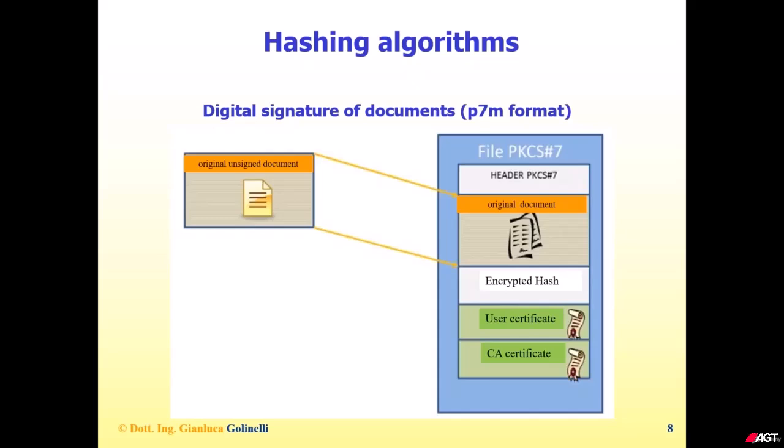The slide instead reports the working principle of the digital signature of documents. The hash is calculated on the original document and encrypted with asymmetric encryption with the signer's private key. Whoever receives the document can then verify both its integrity and the authenticity of the signer, deciphering the hash with the signer's public key and recalculating the hash of the document and verifying that it coincides with the deciphered one.